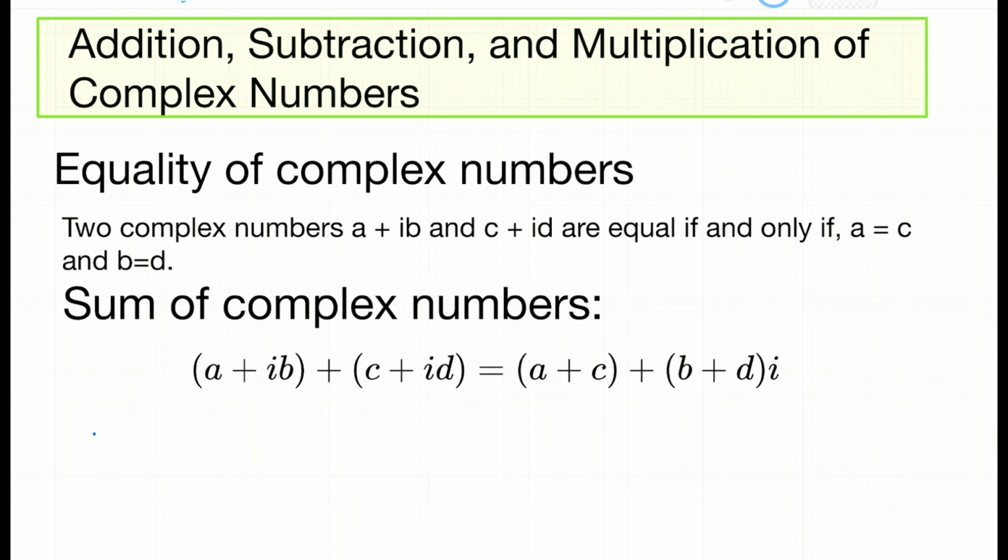Welcome to my video on addition, subtraction, and multiplication of complex numbers. Before we get into that, we've got to define equality of complex numbers.